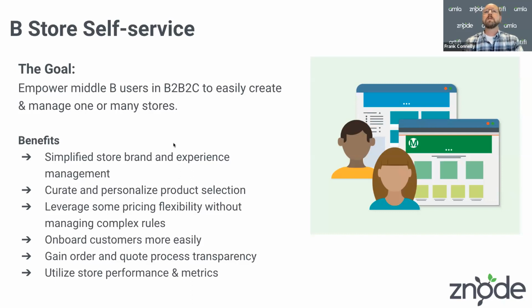So the benefit is simplified store and brand experience management, curated and personalized product selection. So you can pick and choose which products you want to show on your particular B store. Leverage some pricing flexibility without managing complex rules, onboarding customers easily and having access to the shoppers of the store. Gain order and quote process transparency, so you can see all the orders and maybe quotes that are being generated by your B store, and utilize those store performance metrics as well.